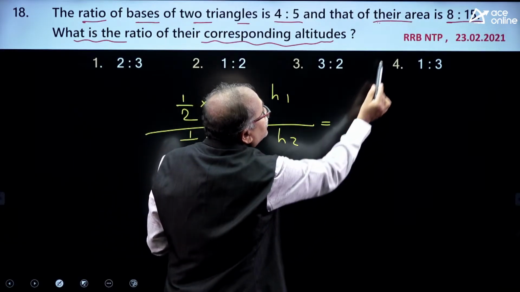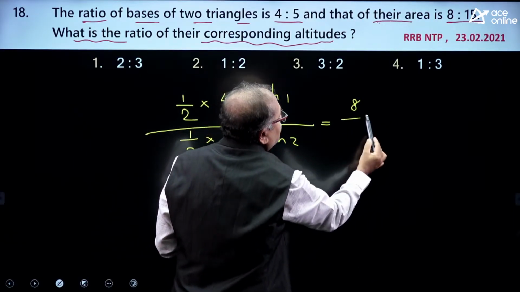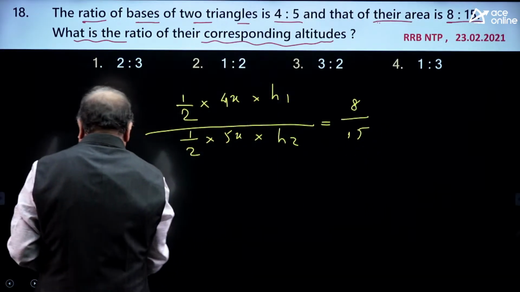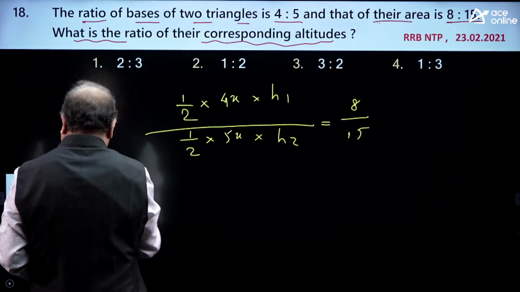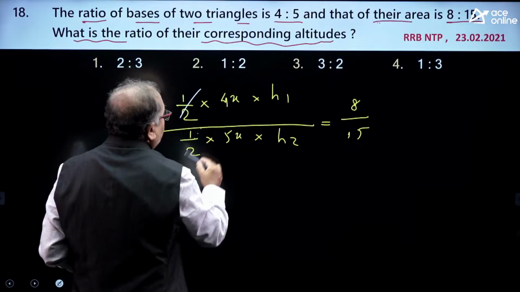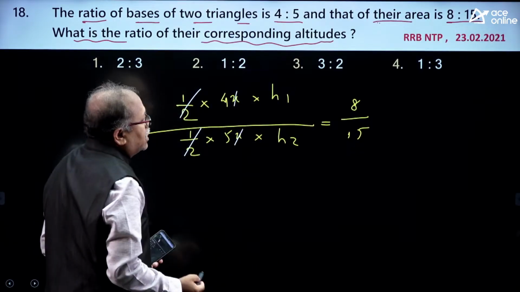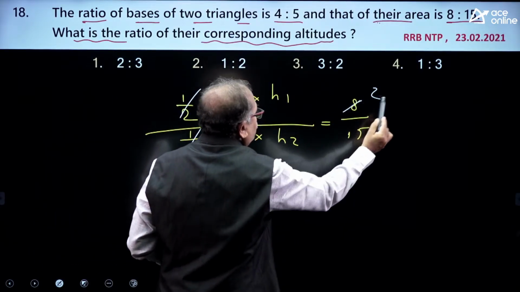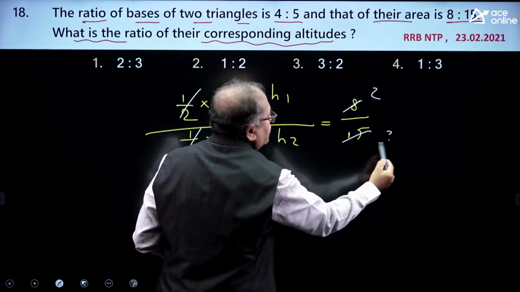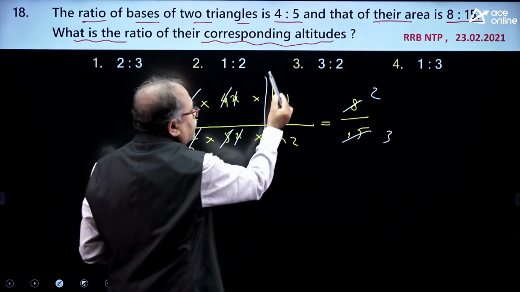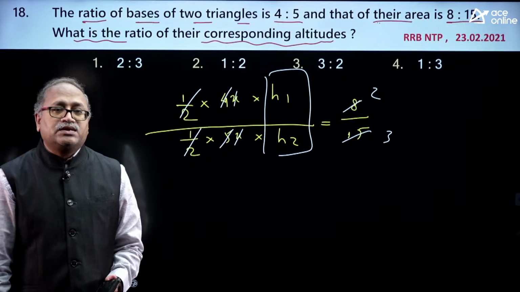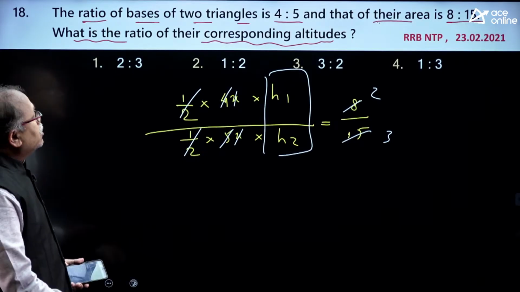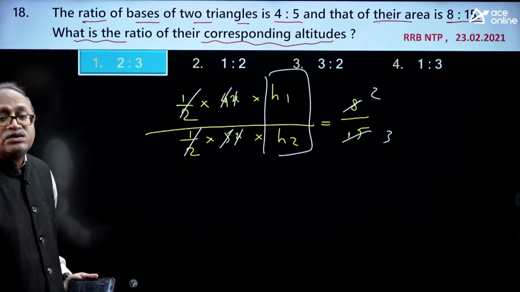Now this area ratio is already given to us as 8/15. Mr. Sheikh must be knowing that these values get cancelled. The half and the x and x get cancelled. Here this gets cancelled 2 times, here this gets cancelled 3 times. So h1 by h2 is nothing but 2/3. Well done, sir. So the next question on your board, 2:3 is correct.